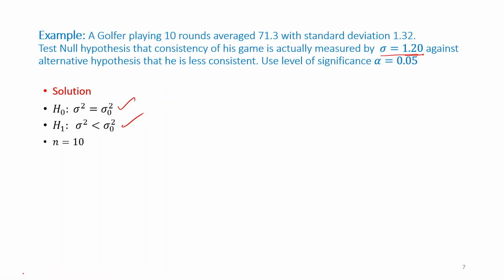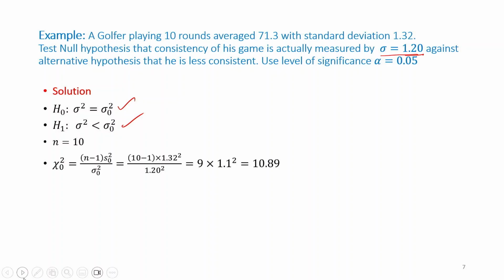So n is 10 in this case. How much is the chi-square value calculated in this case? It's better to write chi-square calculated, because this is calculated based on the data that has been given to us. So we calculate the value and we get the figure 10.89.